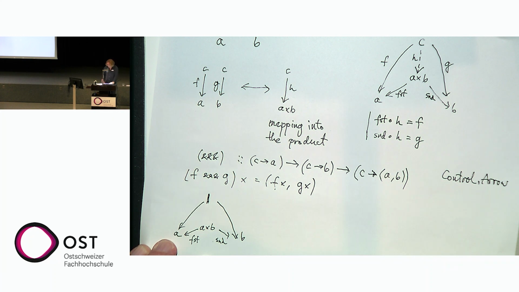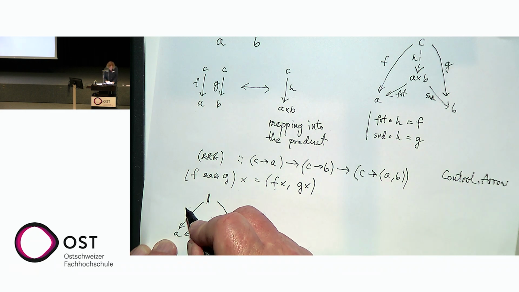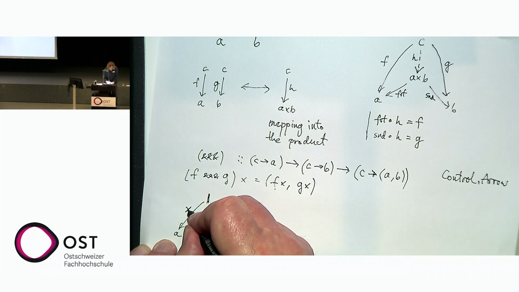Now, the mapping from 1 to A just picks an element of A. This is what we know about terminal object. It's a picking tool, right? So let me call this X. So X is an element of A.